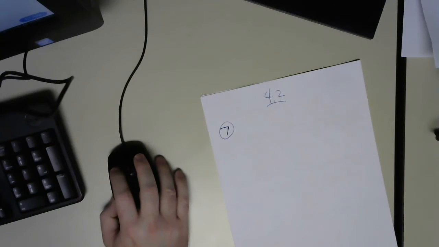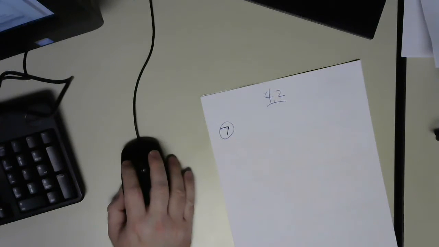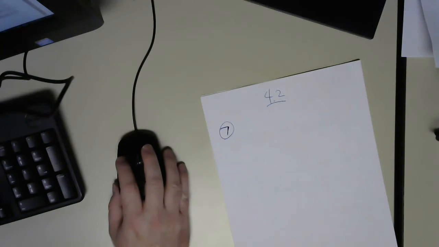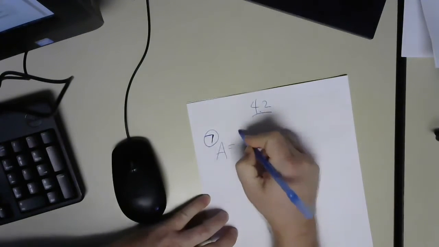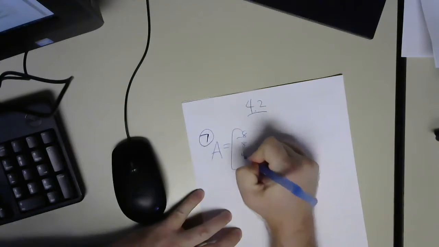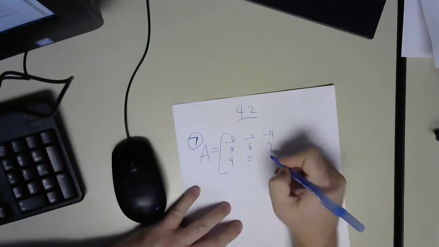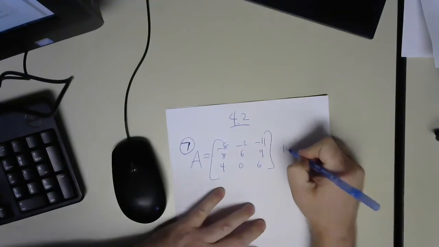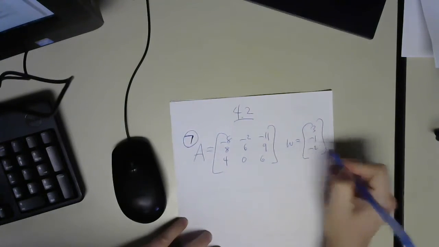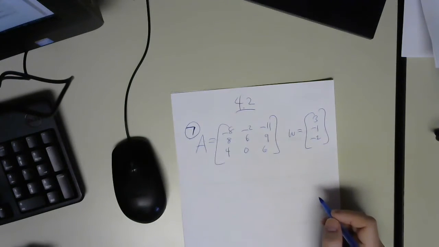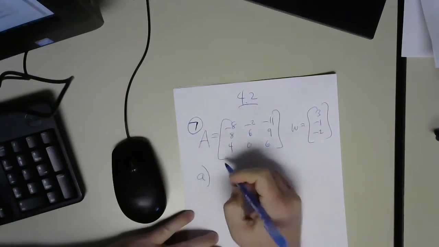Let's do number 7 from section 4.2. Okay, so here is matrix A. And here's W. And it says determine if W is in the column space of A. And the second part says is W in the null space of A. So it looks like a two-parter.